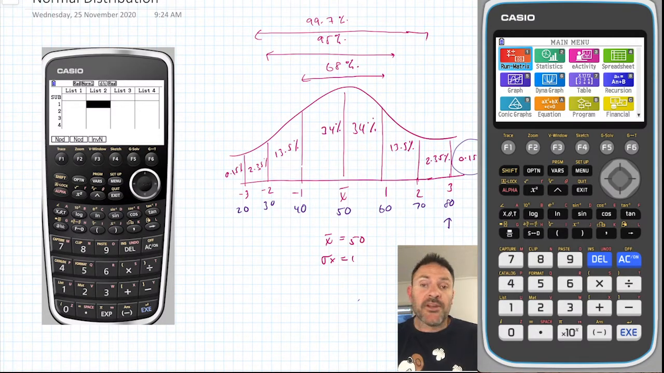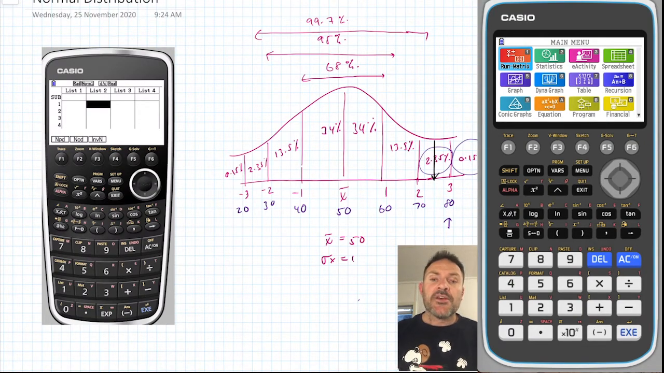They might say, what's the probability that I get a 70 or above? Now I add the 2.35 on top of the 0.15, and I get 2.5%. Those probabilities are really easy. The problem is we're going to get questions that say a score of 75, for example, which sits between 70 and 80. We could estimate it, say 0.15% plus around half of 2.35, but because it's a curve, it's not exactly a half, so it's not accurate. And we're all about accuracy, as we know. So this is where our calculator comes into play.